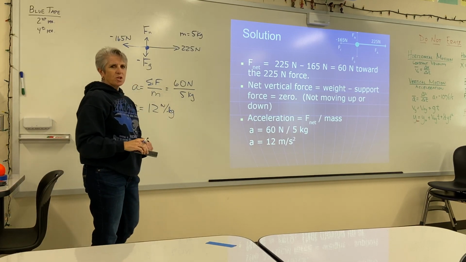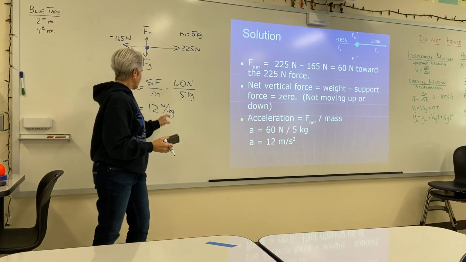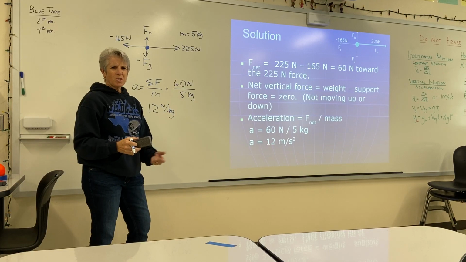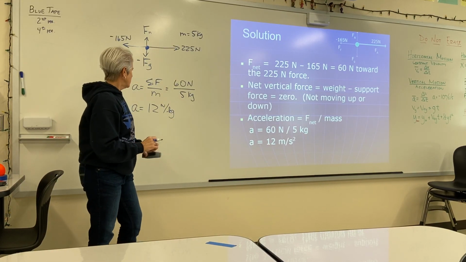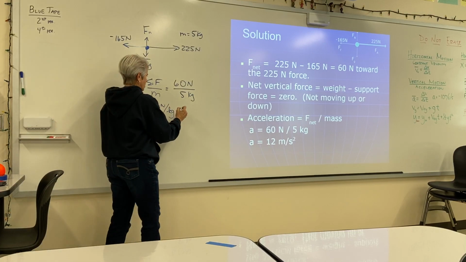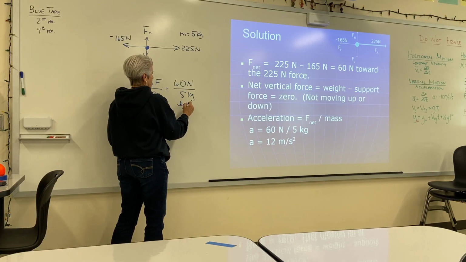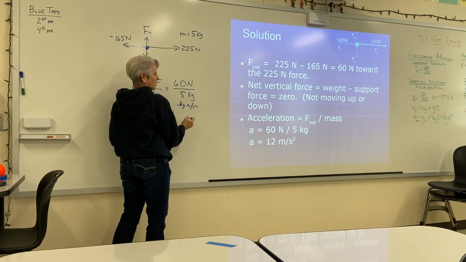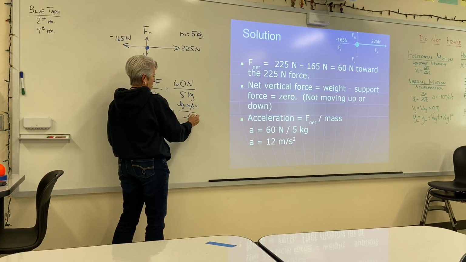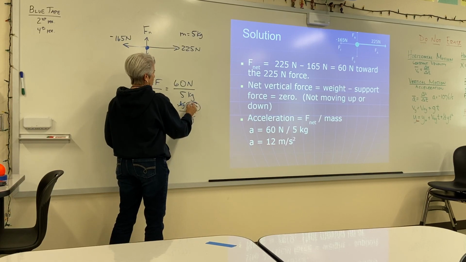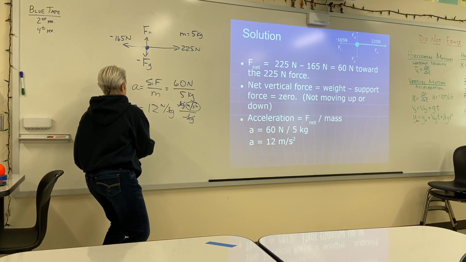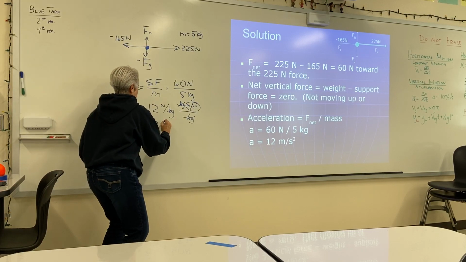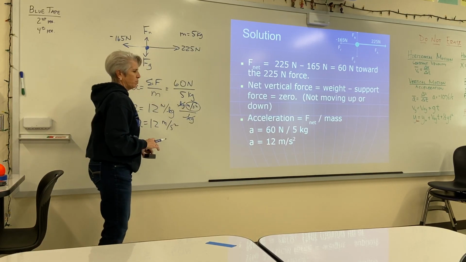Wait a minute, Ms. Jenkins. We haven't been talking about acceleration as newtons per kilogram. We've been talking about it as meters per second squared. You're absolutely right. But remember what a newton is? A newton is a kilogram meter per second per second. And if I take that and divide by kilograms, the kilograms go away, and I am only left with meters per second squared. So really our acceleration is okay. It's 12 meters per second per second.